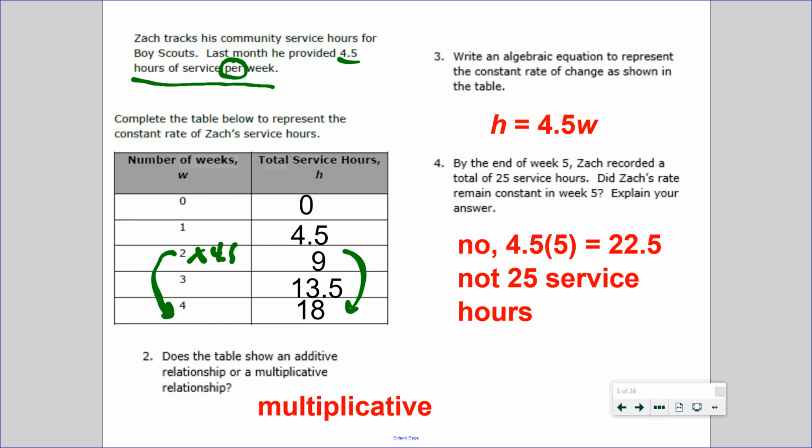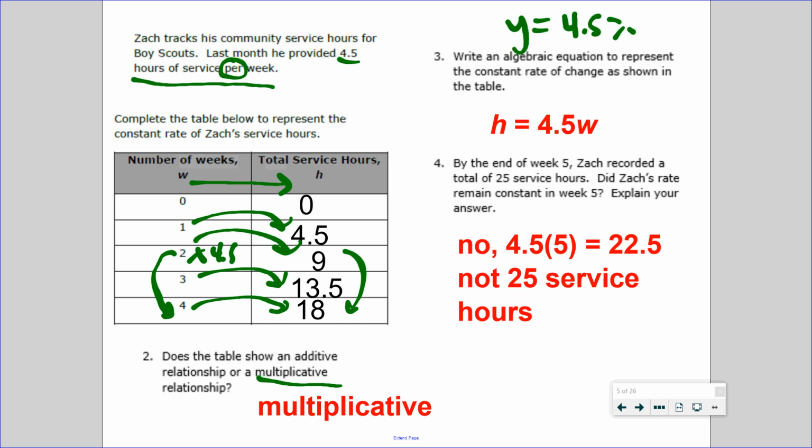So does this show an additive or multiplicative relationship? It's a multiplicative relationship, because to turn the weeks to service hours, to turn a 1 to 4.5, a 2 to a 9, a 3 to 13.5, and a 4 to 18, you have to multiply by 4.5. And what does 4.5 mean again? 4.5 hours per week. Write an algebraic equation to represent the constant rate of change as shown in the table. H equals 4.5W.